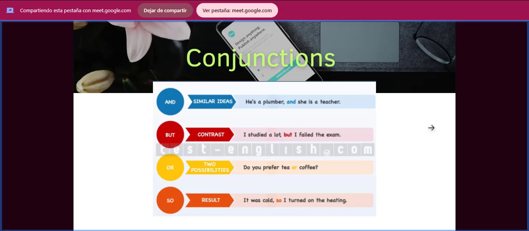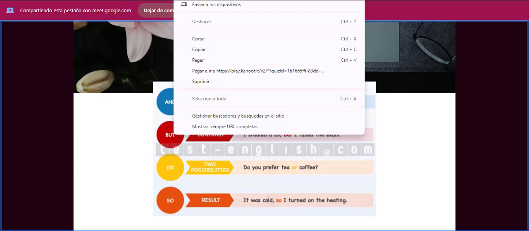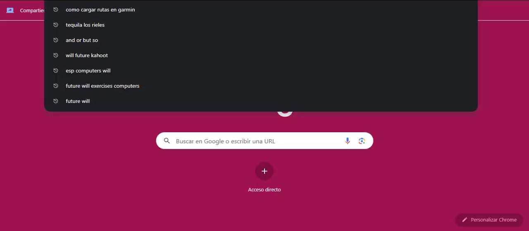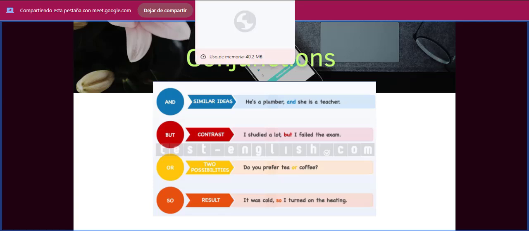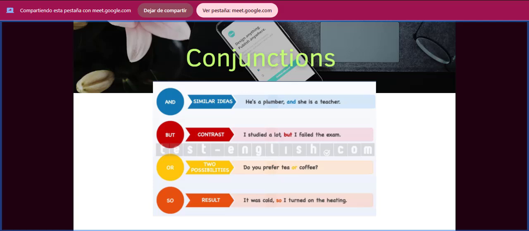Then in the case of but, we use it for contrast, and in this case what we will do is to use the sentences in order to provide two different meanings of the same idea. So for example, I studied a lot, but I failed the exam. So even though I studied a lot, the result didn't show what I studied or the effort that I did.